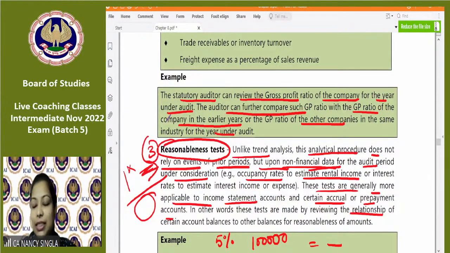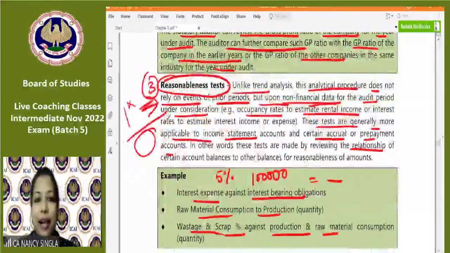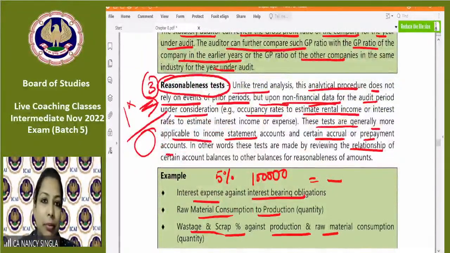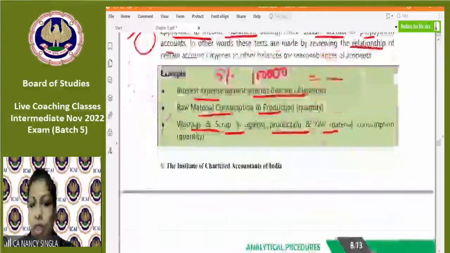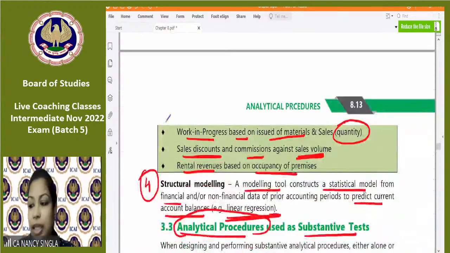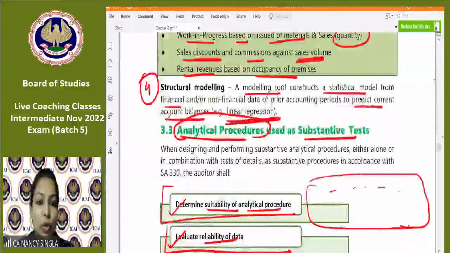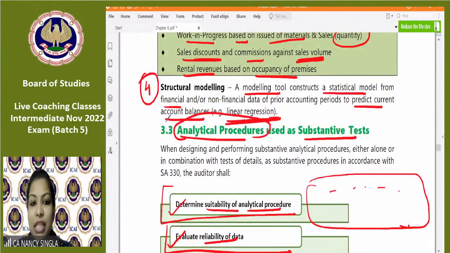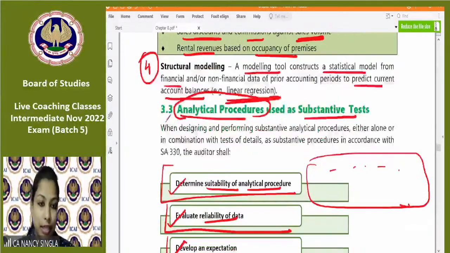So, reasonableness test. Unlike trend analysis, here we are not using prior period data, but we are using non-financial data. है ना? For example, in the income statement, these are the various examples: 5% interest rate, or raw material consumption to quantity, or rental revenue. Structural modeling is a modeling tool. This is a statistical model using financial and non-financial data of prior accounting periods so that you can predict the current year balances. Example: linear regression.